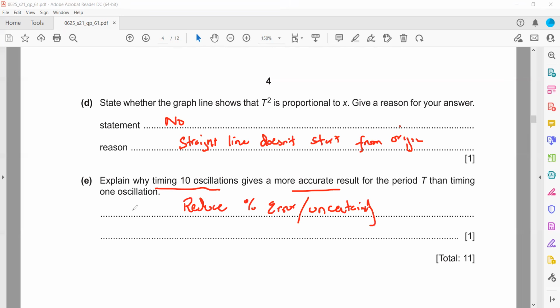For example, the time for one vibration is 1.67 and the time for 10 vibrations is 16.7. So which time is easy to measure? This one is easy to measure because a longer interval is there. We can recognize the positions easily and measure the time as accurately as possible.